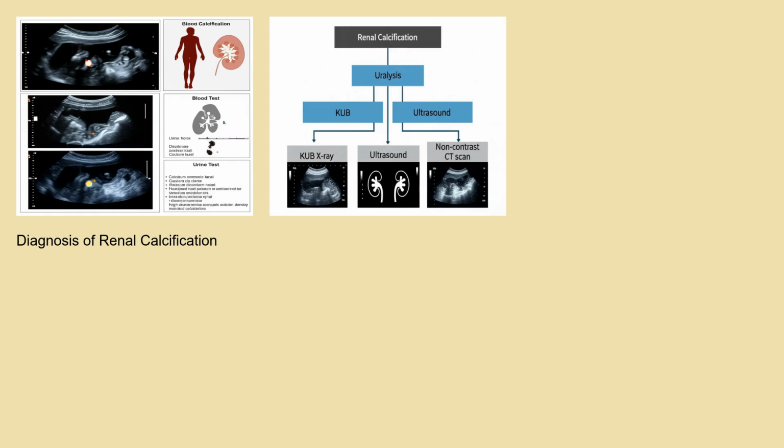Diagnosis of renal calcification typically involves a combination of medical history, physical examination, and imaging studies. The doctor will ask about your symptoms, medical history, and family history. A urine test or urinalysis is performed to check for blood, infection, and crystal formation. Imaging studies such as a KUB, a kidney, ureter, bladder X-ray, ultrasound, or CT scan are used to visualize the stones and determine their size and location.